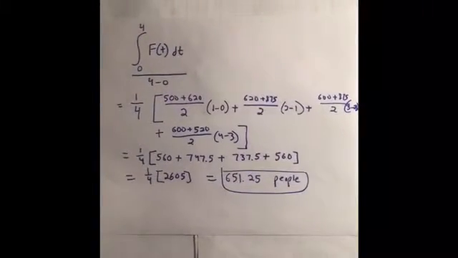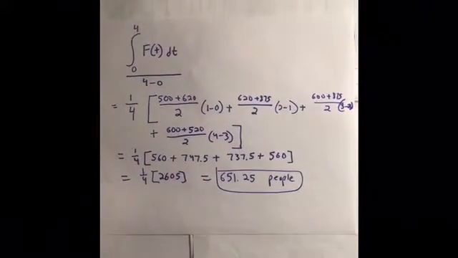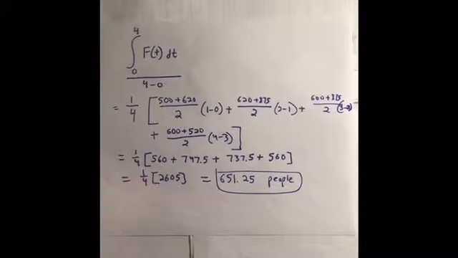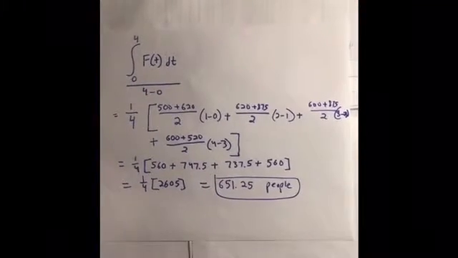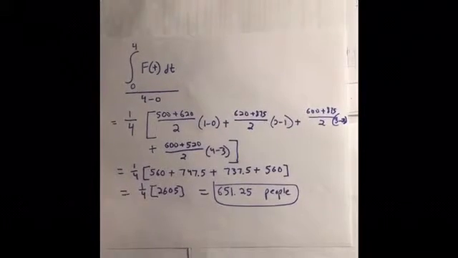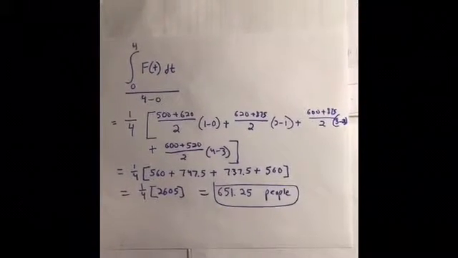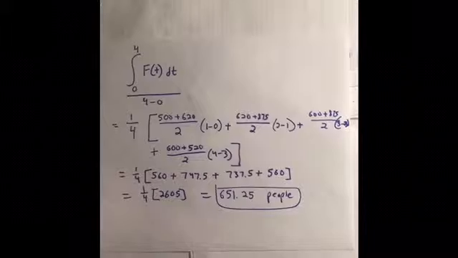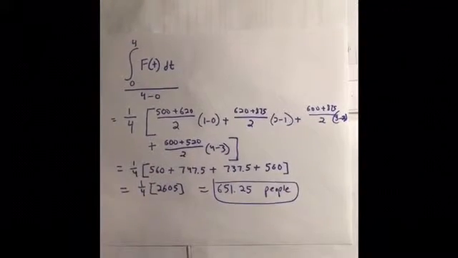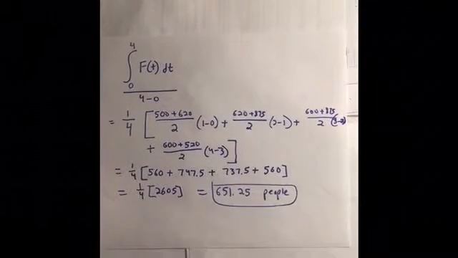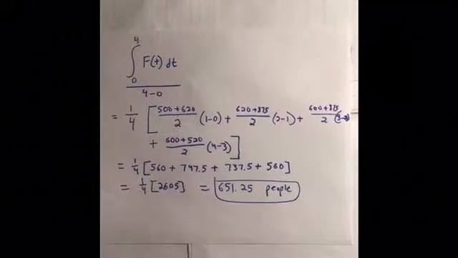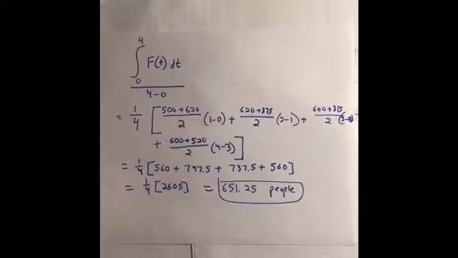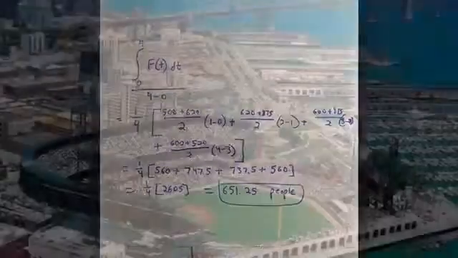We can now set up the integral of f of t from 0 to 4 and divide it by 4 minus 0. We get 1/4 times the sum of the subintervals of f of t. We can plug in values from the data table and eventually get 651.25 people. This answer means that at any time between t equals 0 and t equals 4, the average amount of people waiting in line is 651.25.